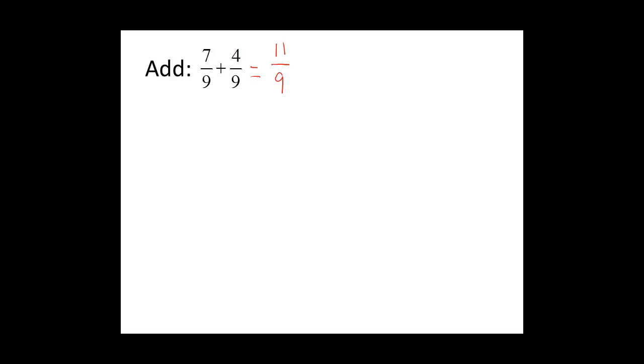We can write this as a mixed number by putting the numerator inside the division sign and dividing by the denominator. 9 goes into 11 one time with 2 left over. 2 is our remainder, so it is our numerator of the fraction part, and the 9 will stay the denominator. So 11/9 is the same thing as 1 and 2/9. This is the answer as an improper fraction, and this is the answer as a mixed number.